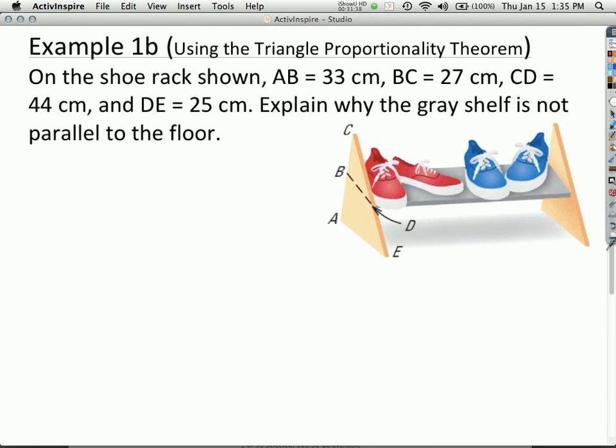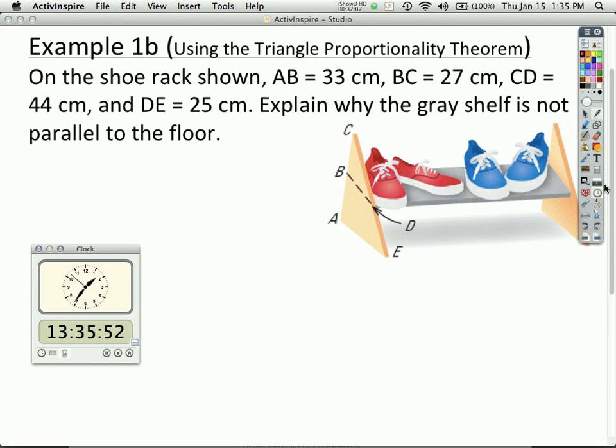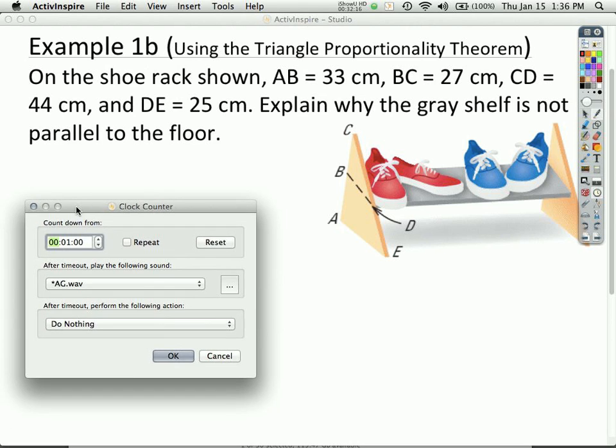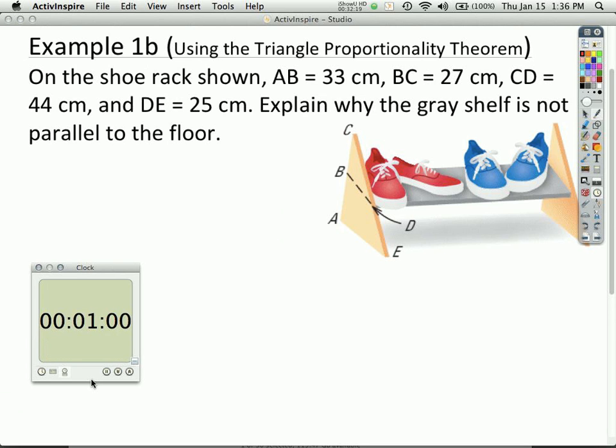So in this situation, I would like you to demonstrate that the shelf is not parallel to the floor. Or maybe it is. I actually don't know if it's parallel or not. You're the first group doing this. But I guess the publisher is saying it's not parallel, but you need to prove it. So see if you can figure out with your team a way to demonstrate that either the shelf is parallel or the shelf is not parallel based on the given information. So you've got a minute to team talk and see what you can come up with.